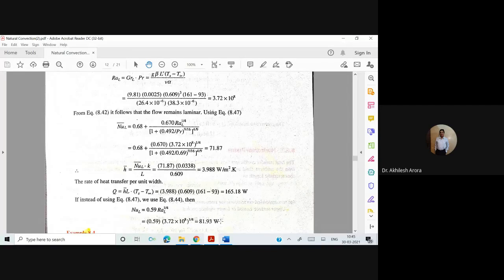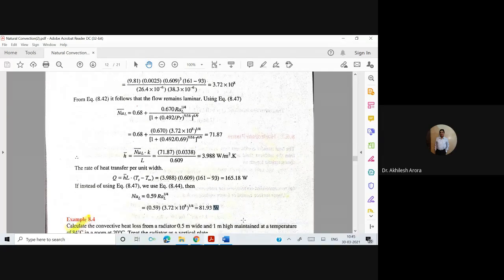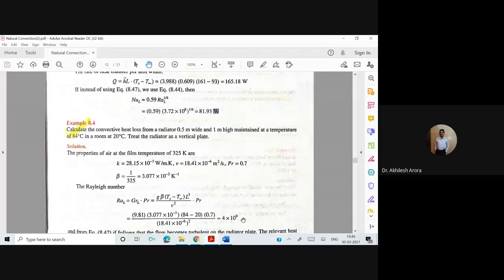From here, they have also calculated the heat transfer, which comes out to be, I think there is some mistake. It should not be watt actually. It should be the value of the Nusselt number. So it is 71.87 in the earlier case. Now it is 81.93. So this W is a wrong notation here. Using both these equations, we get different values of the Nusselt number. And then there is another problem.